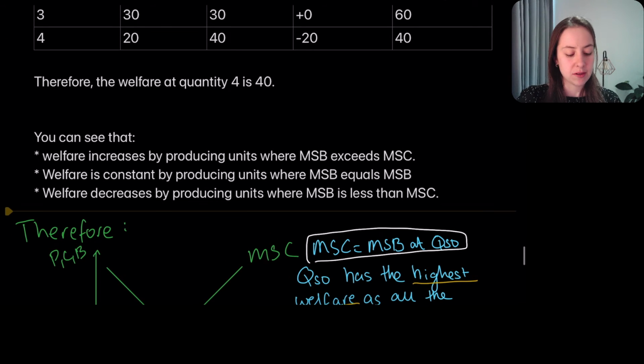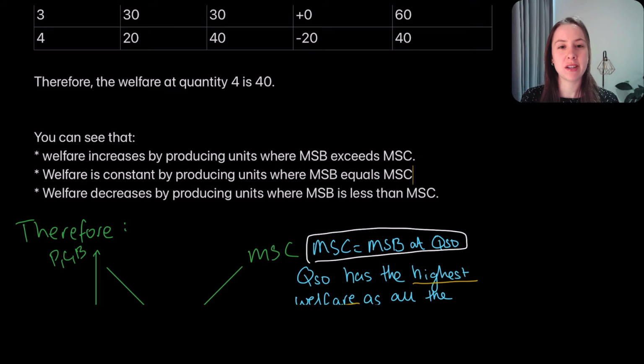And here we get to these overarching rules, which is not really relevant to this video, but it's cool extra info, I guess, if you want. Welfare increases if you produce units where MSB is higher than MSC. Welfare is constant if MSB equals MSC. Welfare decreases if you produce units where MSB is less than MSC.